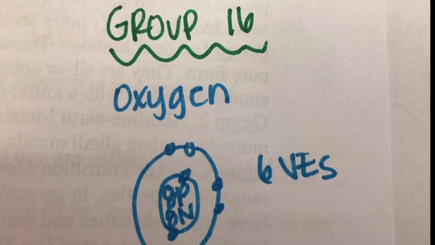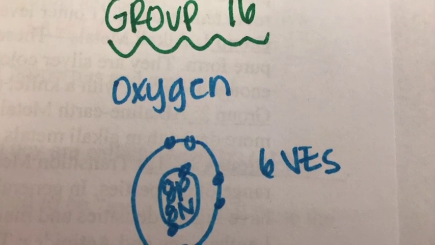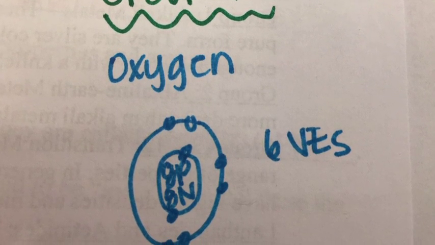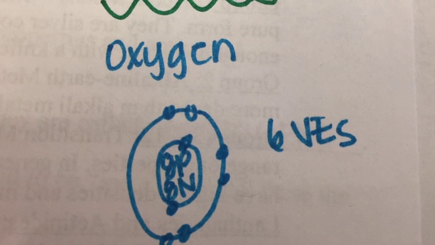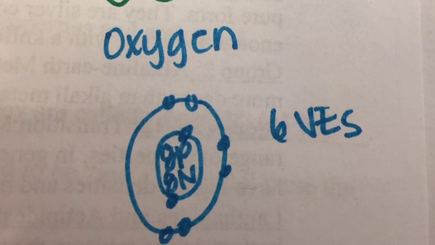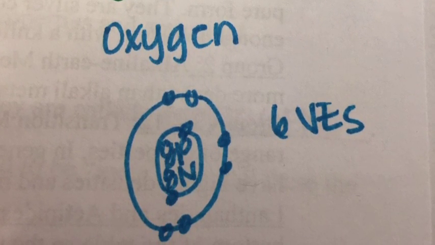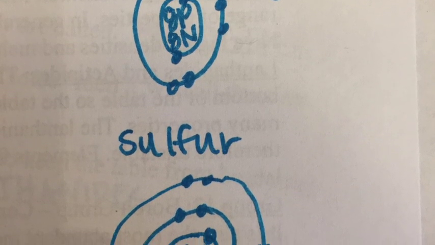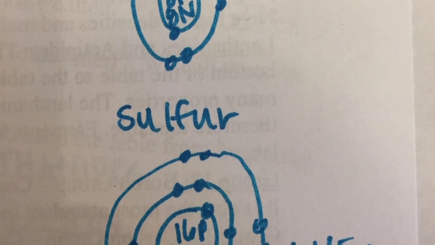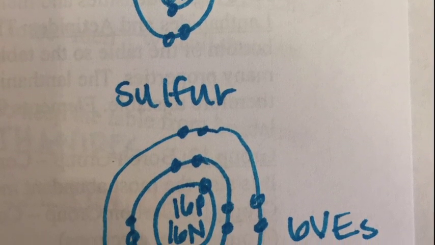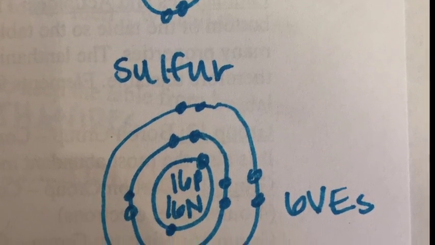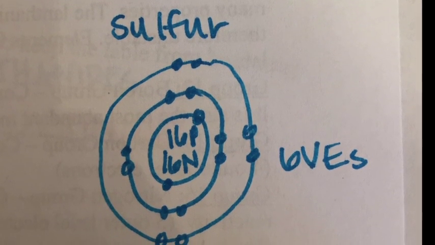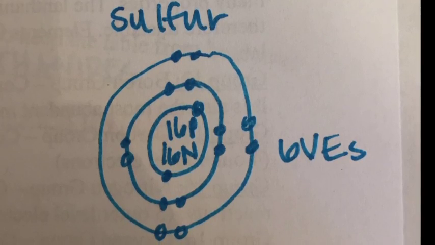In group 16, our oxygen group starts with oxygen, and oxygen has 8 protons, 8 neutrons, and 8 electrons. So if we draw out our Bohr model, we can see that there are 6 valence electrons. The next element down in the oxygen group, or group 16, is sulfur. Sulfur has 16 protons and 16 neutrons and 16 electrons. So drawing out the Bohr model, there are 6 electrons in that last energy level, or 6 valence electrons.